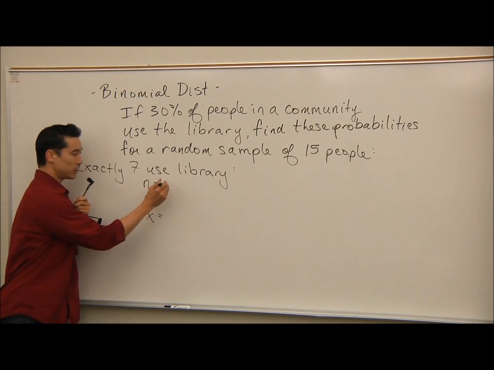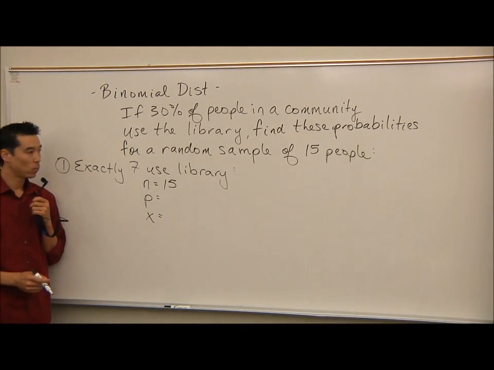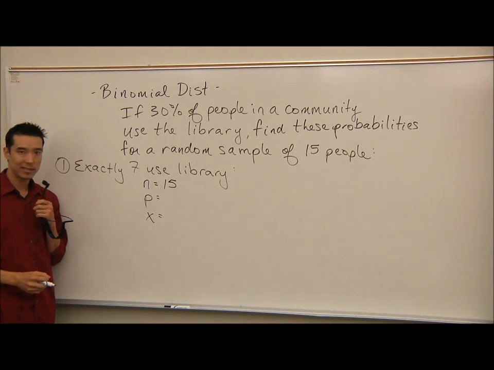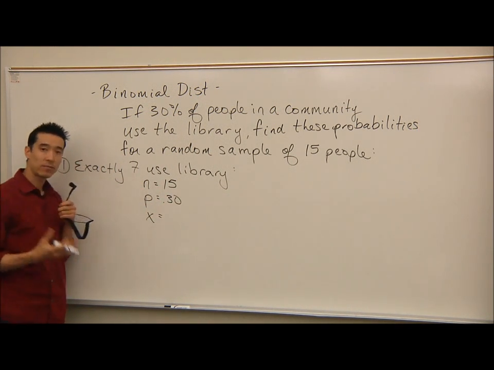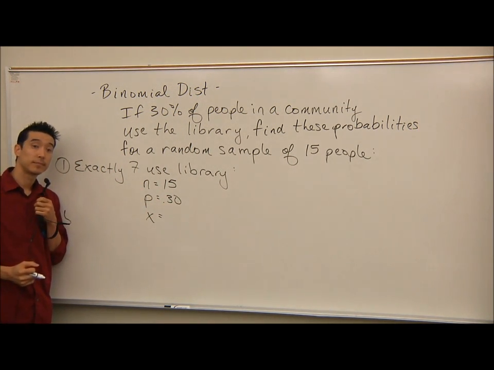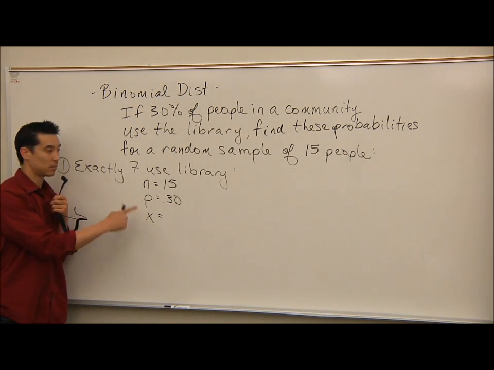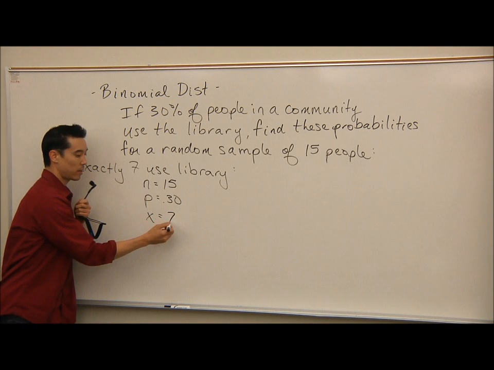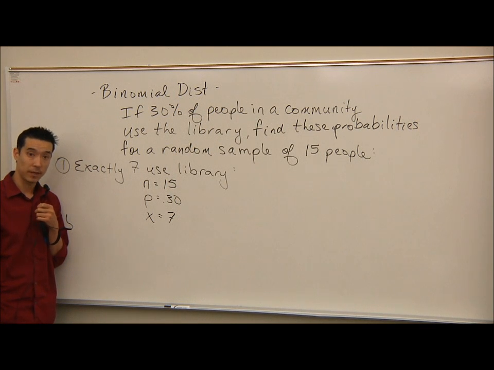N is 15. P is 7 out of 15? What's the probability that a single person uses the library? 0.30, right? Well, that's the percentage given. I didn't write Q, but what would Q be? 0.7, right? And we're asking exactly what in this problem? 7. Okay? So you could certainly go into your notes and fill this in and you would get the answer that way. Okay?